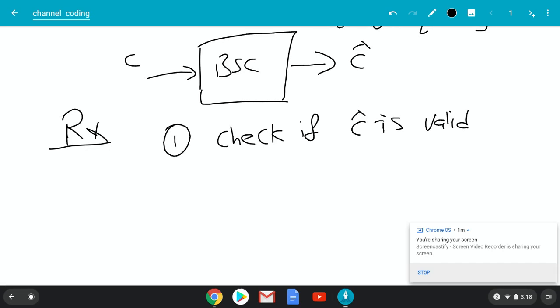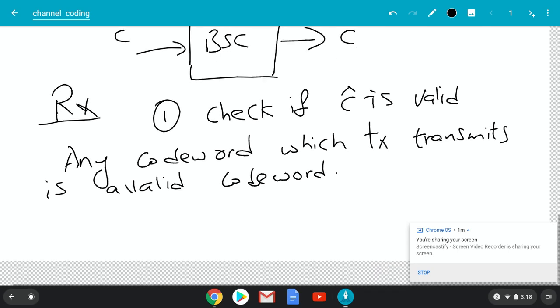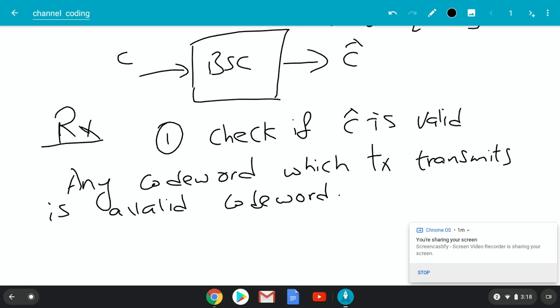If the transmitter cannot transmit C hat, it is not valid, right? That means any code word which the transmitter transmits is a valid code word, right? So it is possible that you receive something which you know the transmitter will not transmit.